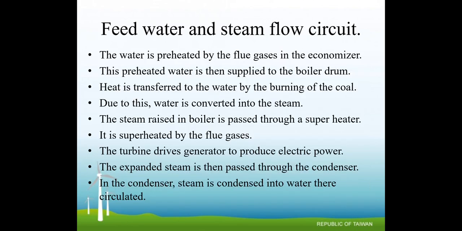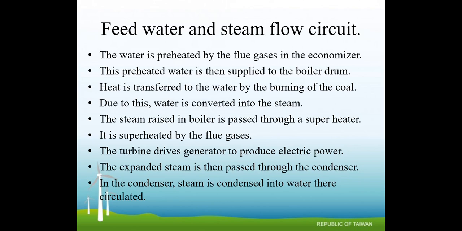Next, the circuit is the feed water and steam flow circuit. The water is preheated by the flue gas in the economizer. This preheated water is then supplied to the boiler drum. Now the heat is transferred to the water by burning the coal. Due to this, the water is converted into steam. The steam rises to the boiler top side.